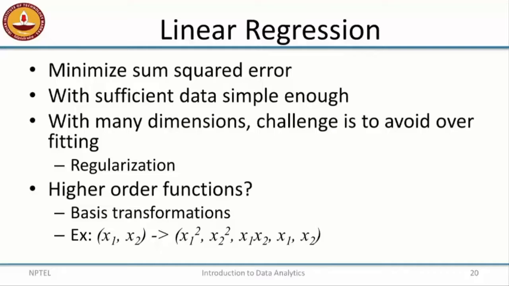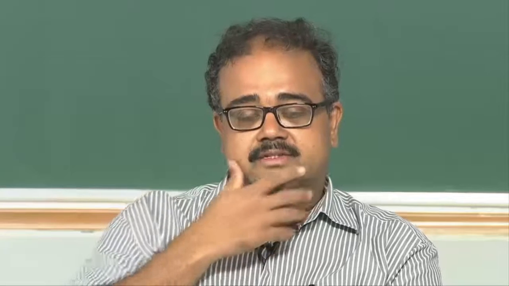And now I can do linear regression on this 5-dimensional data, and this is going to end up giving me quadratics. So I can use the same technique of linear regression and get more complex fits by doing these kinds of basis transformations. So linear regression is not really that weak of a method, because I can do more complex fits using linear regression.